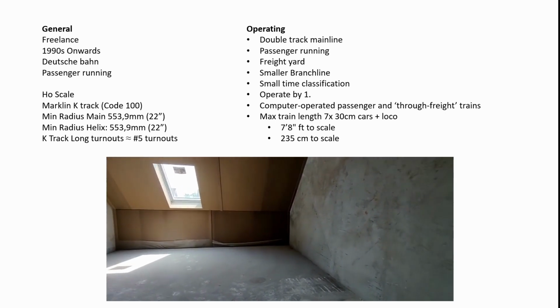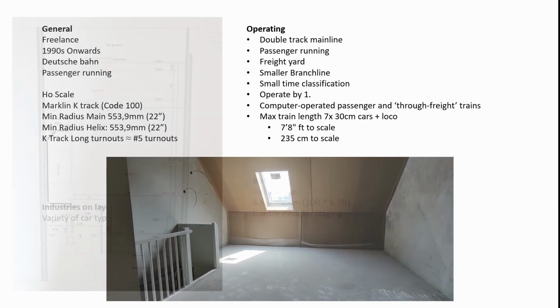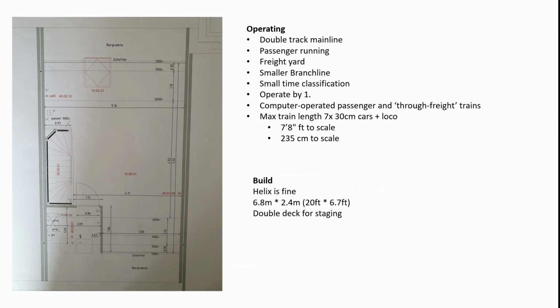And looking at the operations and what he wants, we touched on this last time. He wants a double track mainline, passenger running, a freight yard with some classification work and some industries, and a smaller branch line. So he's quite an experienced builder and modeler. Also, building a helix or some complex construction work is all fine for him.